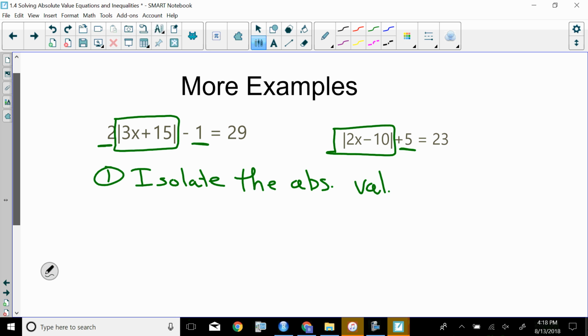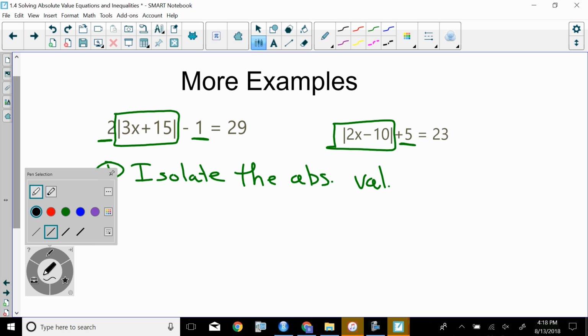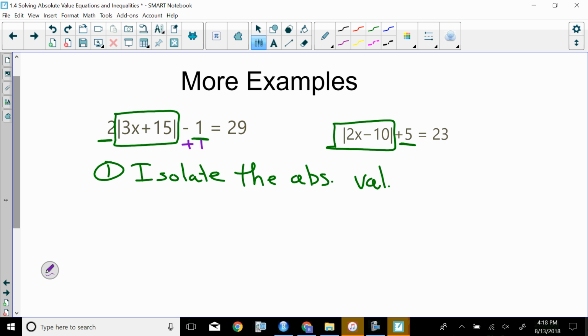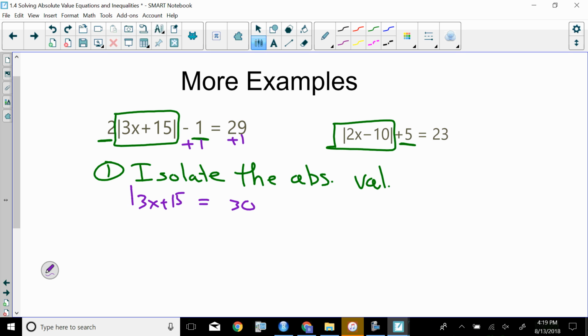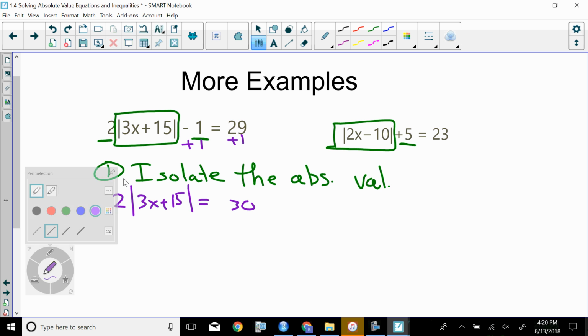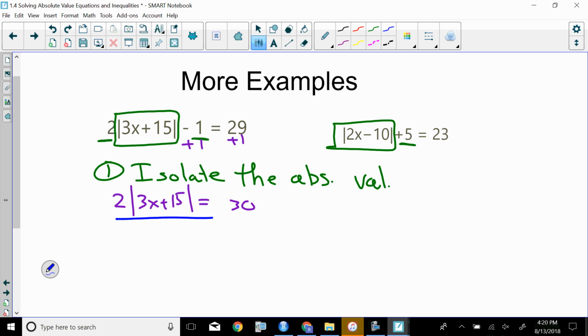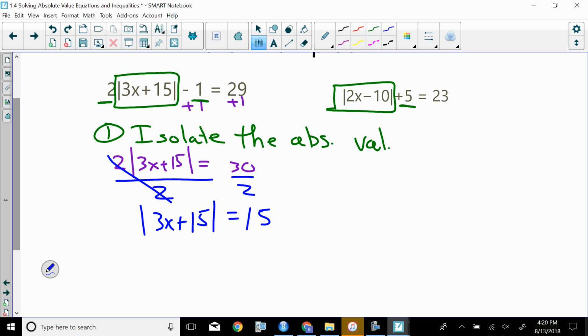So what that looks like on this first problem on the left here is I would need to add 1. That would give me 30. So I'm getting rid of those, and I still have this absolute value here, and I got my 2. Well, to get rid of the 2, I have to divide. What I do to one side, I do to the other. These will cancel out. I still have the absolute value now, and it's 15. Okay, that's not so bad. Now all of a sudden, it becomes just like the problems that we did before.